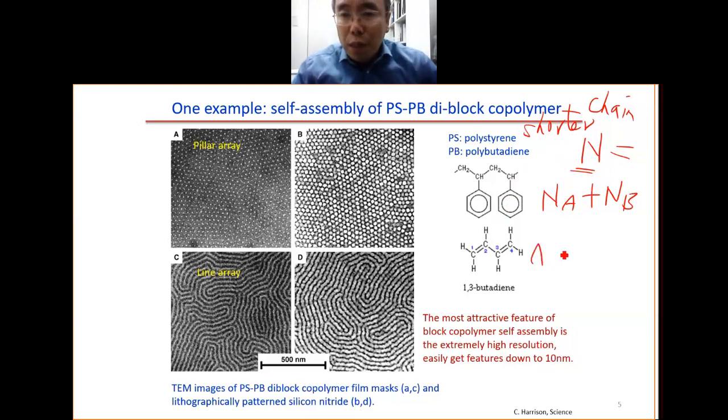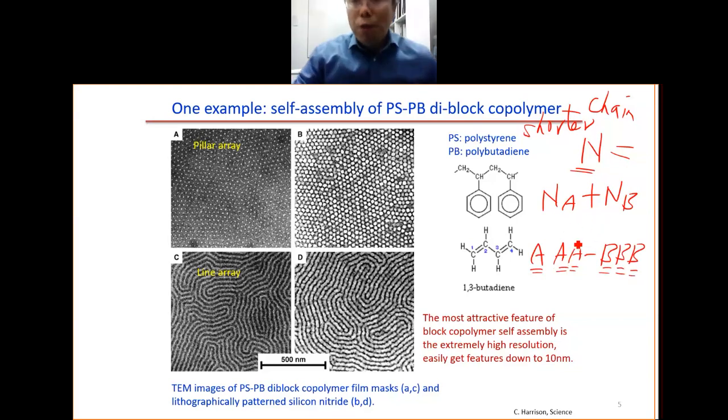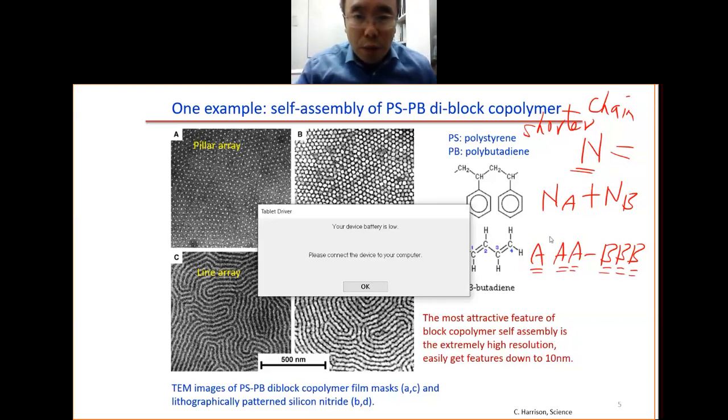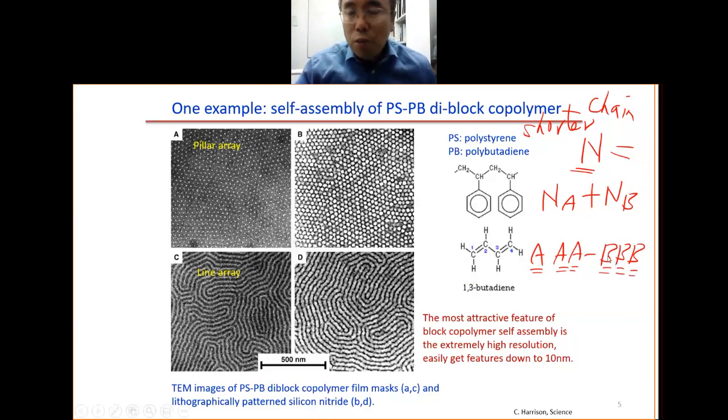For example, if you have this one, only 3 monomers in the A block and 3 monomers in the B block, obviously this will not form phase separation. On the contrary, you will form a homogeneous material. When it's very small, it will form a homogeneous material rather than phase separation. So this will not work. That means n cannot be too small. Otherwise, you cannot form the self-assembly. You get a homogeneous pattern.